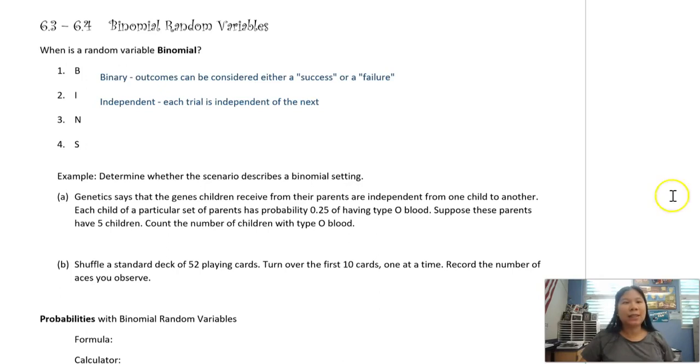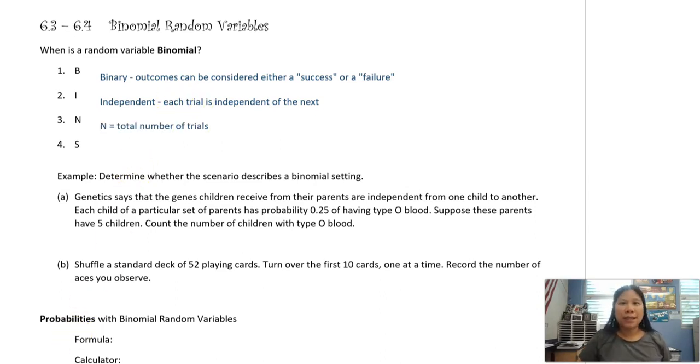The second rule is that each trial needs to be independent. Remember, independence means that when you do something the first time, it shouldn't affect the probability of doing it again the second time. So each time we repeat something, each trial that we do should be independent of the next.